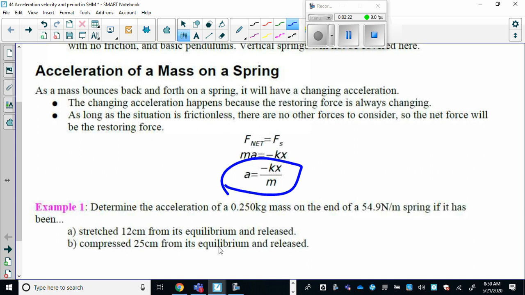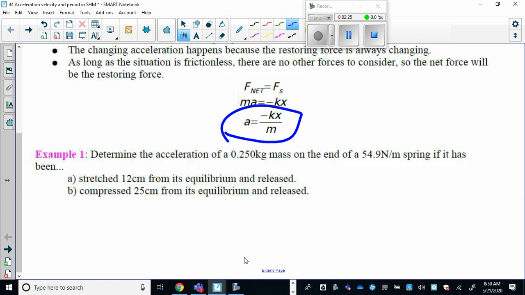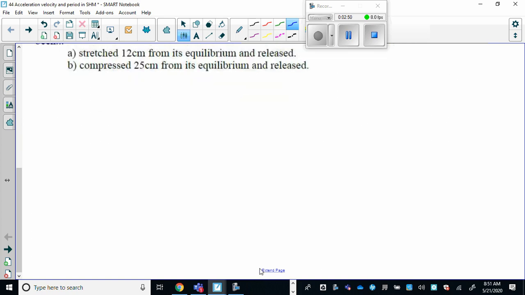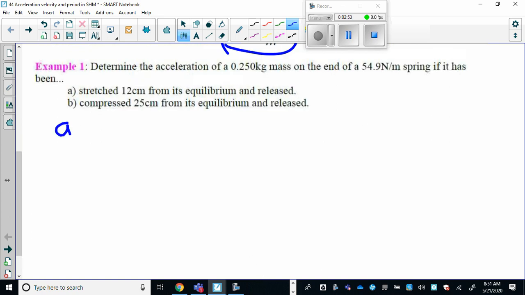So example one's pretty straightforward. We're just plugging numbers into that formula with that k value. The only difference is in A it says it's stretched, so we're going to use a positive value for x, and in B it says it's compressed, so we're going to use a negative value for x. And I'll reiterate this: the negatives just really indicate direction. They're not really that important in this unit. So here we go. A is very simply a equals negative kx over m.